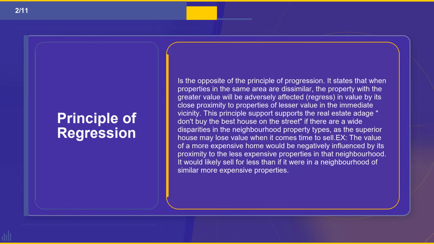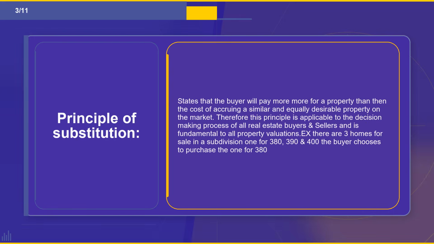Example: The value of a more expensive home would be negatively influenced by its proximity to the less expensive properties in that neighborhood. It would likely sell for less than if it were in a neighborhood of similar, more expensive properties. Flashcard 3. Term: principle of substitution.